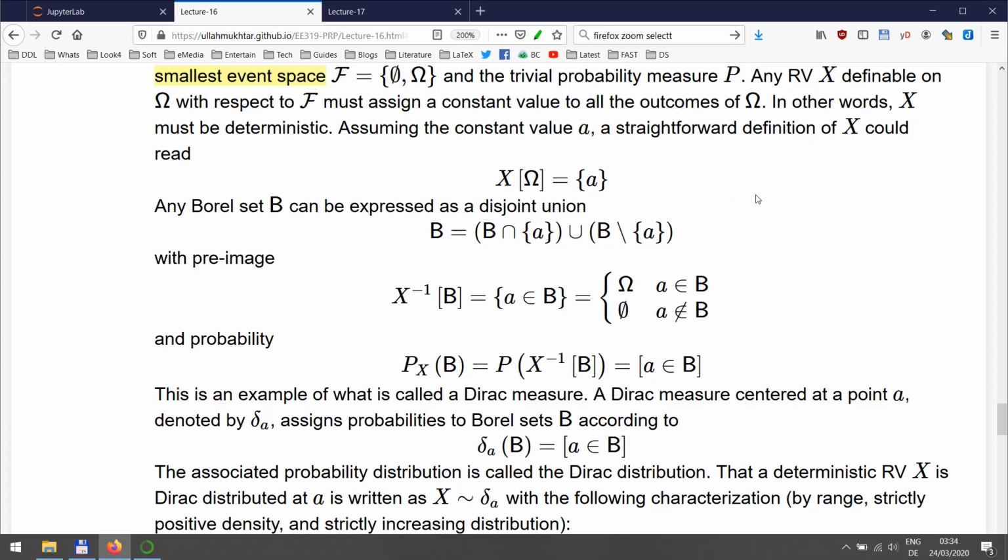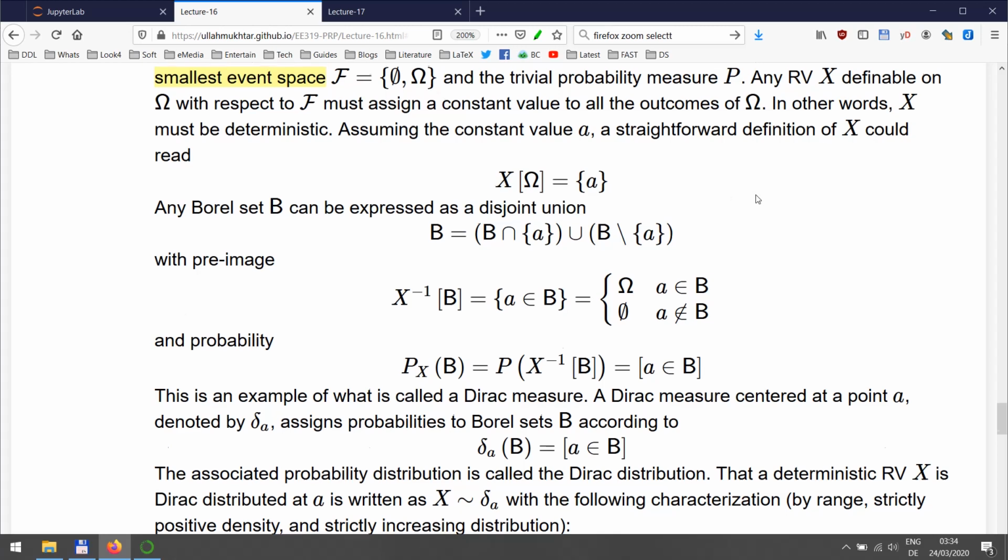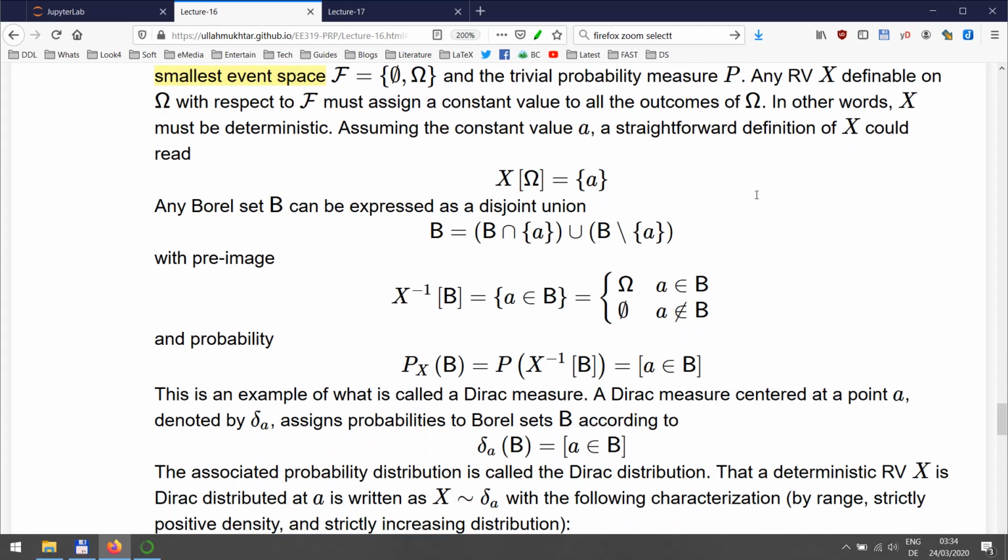So now I want to know, I have a random variable and I want to know its probability distribution. So for that I just take any Borel set on the real line. You remember, on the real line I can imagine any set with certain properties which we already discussed. So open interval, closed interval, half open, all those different types. You can imagine any subset on the real line.